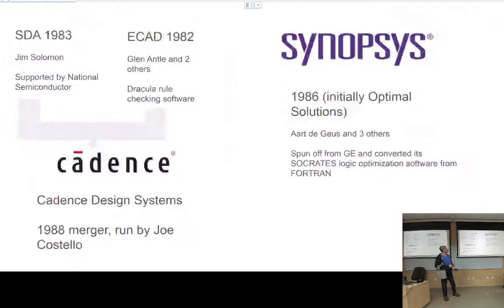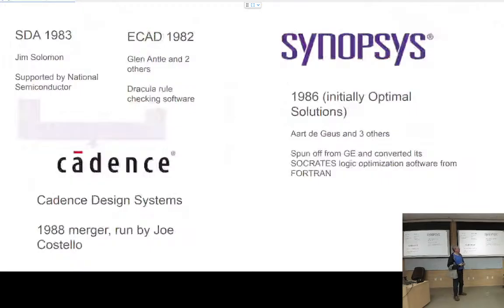And I mentioned the design rule check. So they expanded DRC to Dracula and created this software. But then they had a lot of troubles in the marketplace and they merged into a company called Cadence Design Systems in 1988.